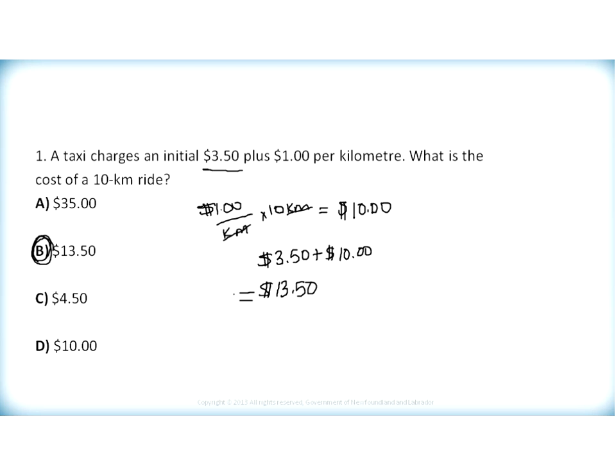The reason this is a partial variation is because the dependent variable, which in this case would be the total charge of their trip, is not necessarily a certain amount times larger than the independent variable. In this case, we multiply the independent variable, which is the number of kilometers driven, 10, by $1 per kilometer, but then we add on an extra value, which changes the relationship.